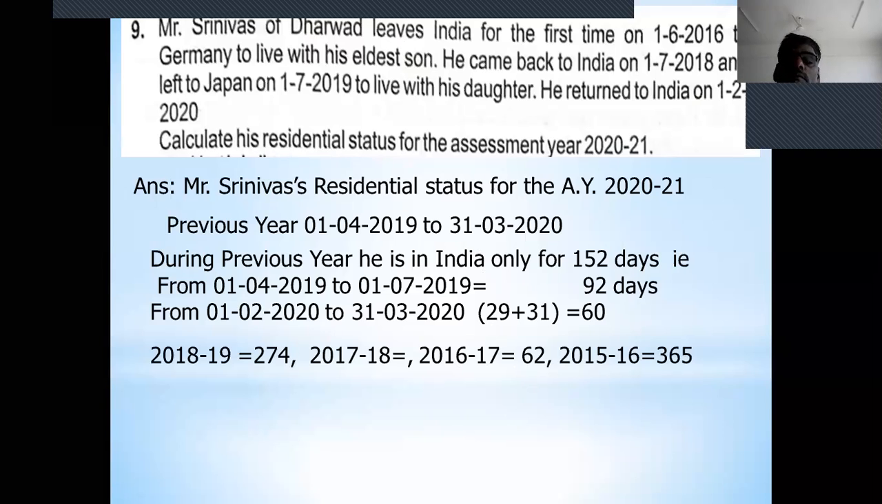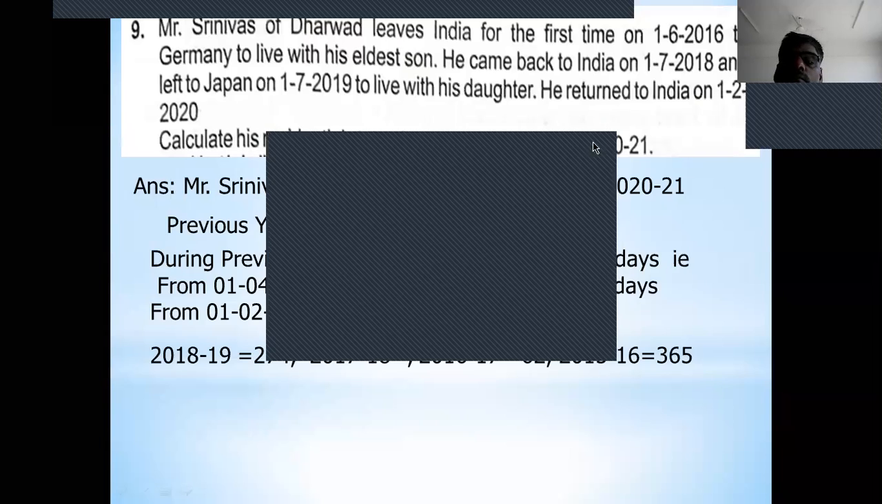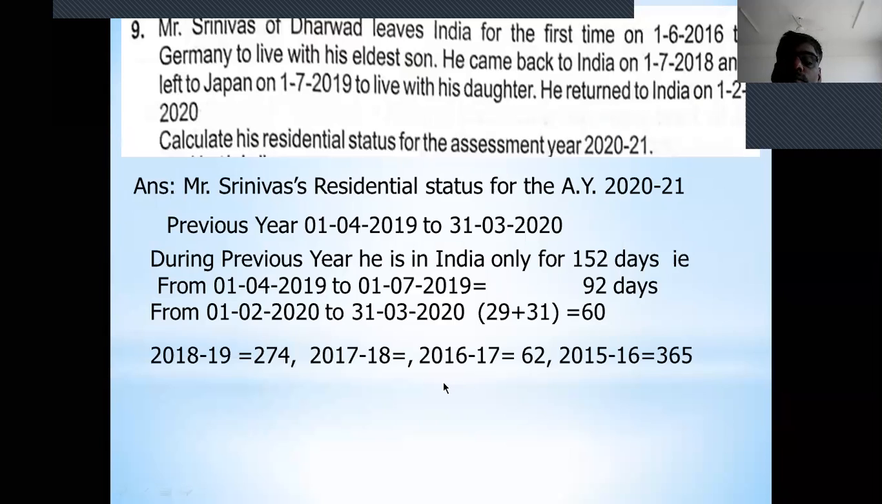You see here, this 2016-17 starting date is 1/4/2016. It ends on 31st March 2017. You note down this point separately. On 1/4/2016, Srinivas is in Dharwad. Am I right?